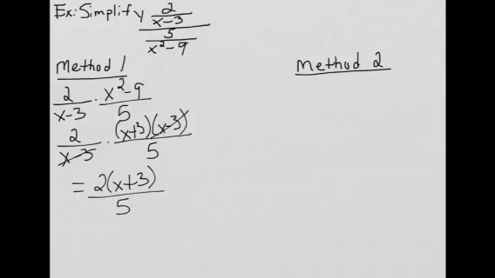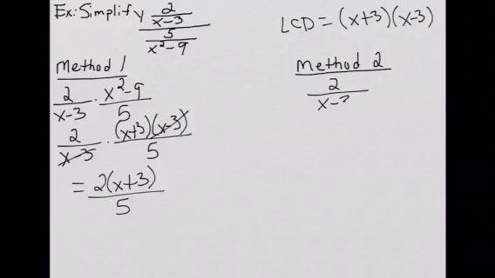And so now let's look at this problem with method 2. Method 2 says you want to find your LCD and multiply everything by that. If we look for our LCD, we've already established that x squared minus 9 is x plus 3 times x minus 3, and that happens to be our LCD. So I'm going to rewrite the problem. We've got 2 over x minus 3, over 5 over, and I'm going to write this in its factored form, since that's what our denominator, our LCD, is in.